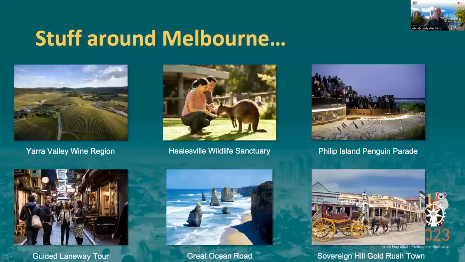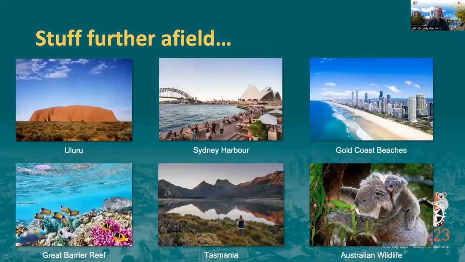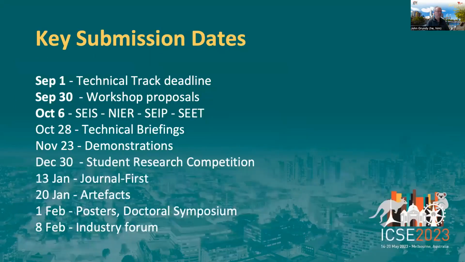Then there's a lot of further afield things to do. The Yarra Valley, where I live, has lots and lots of wineries, Healesville wildlife sanctuary, Phillip Island penguins, and many other things. Lots of central city things, the cool, interesting laneways, etc. The world famous Great Ocean Road, Gold Rush, etc. Then further afield, of course, there are other major Australian outdoor landmarks and many other interesting places to visit if you're coming down under, which I hope you will.